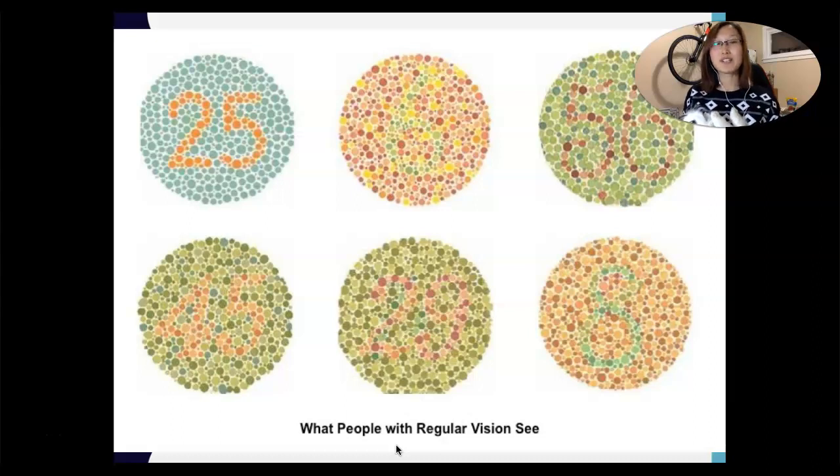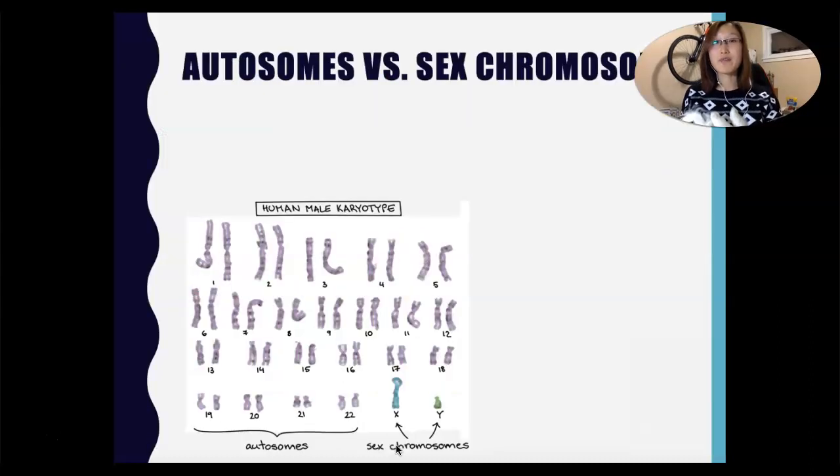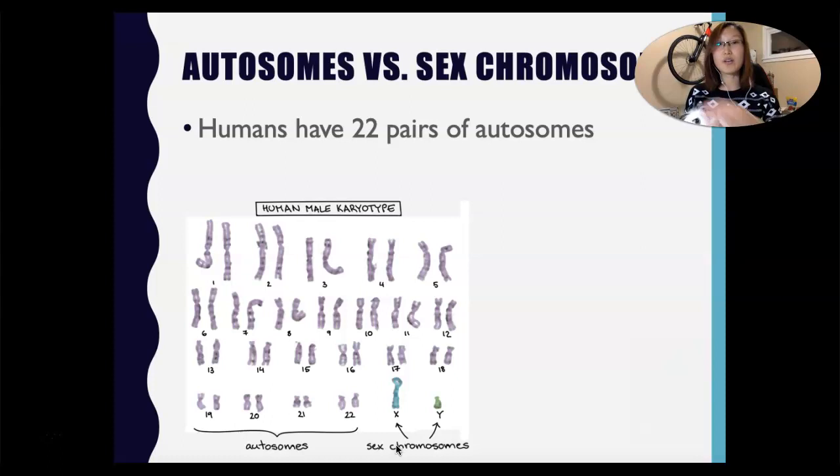The reason why this picture is here is because colorblindness is one of those traits that's located on the sex chromosomes. As a review, there's a difference between an autosome versus a sex chromosome. In a normal human somatic cell, there should be 23 pairs of chromosomes. Out of those 23 pairs, there are 22 pairs that are autosomes. There is one pair of sex chromosome.